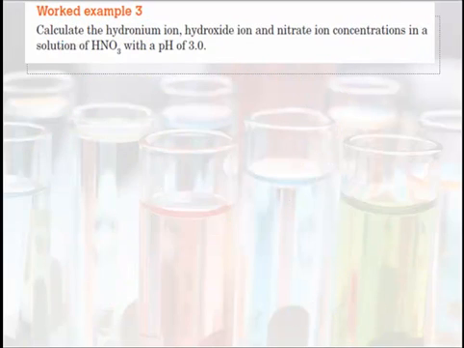Okay, so worked example number 3 here. If you're feeling confident, have a go yourself. Just pause this for a minute and have a go on a separate piece of paper. Okay, so it's asking you to calculate the hydronium ion, the hydroxide ion, and the nitrate ion concentrations in a solution of nitric acid with a pH of 3.0. So we need to go backwards with this calculation.